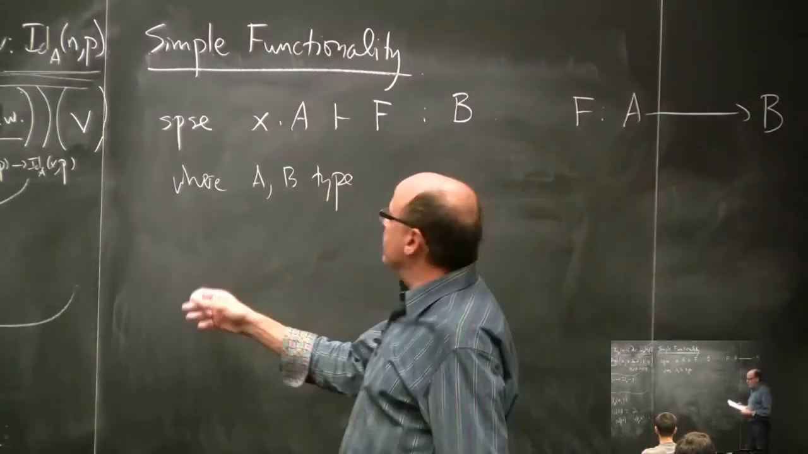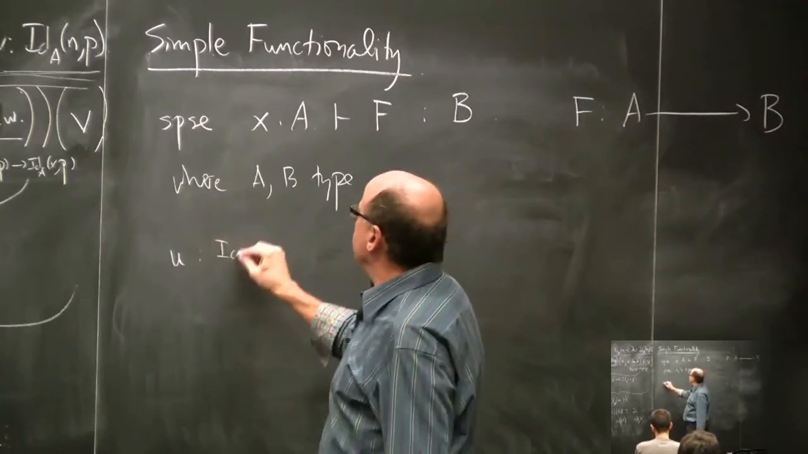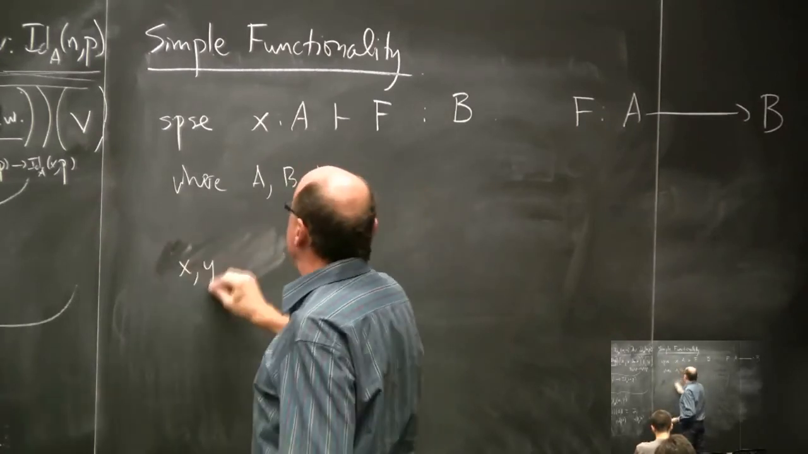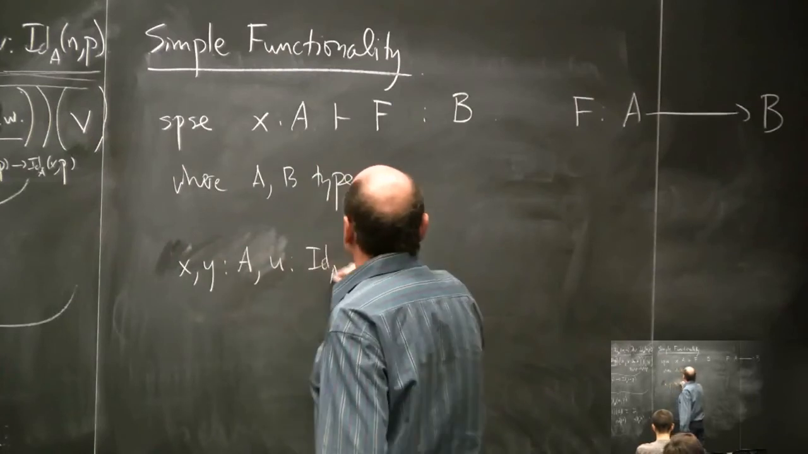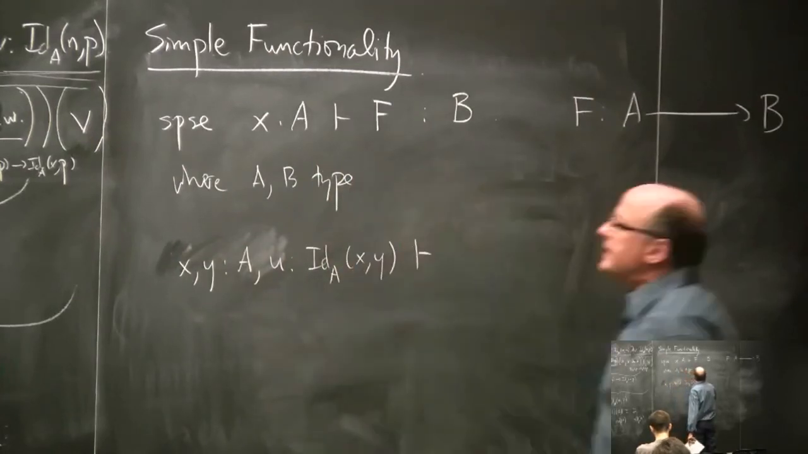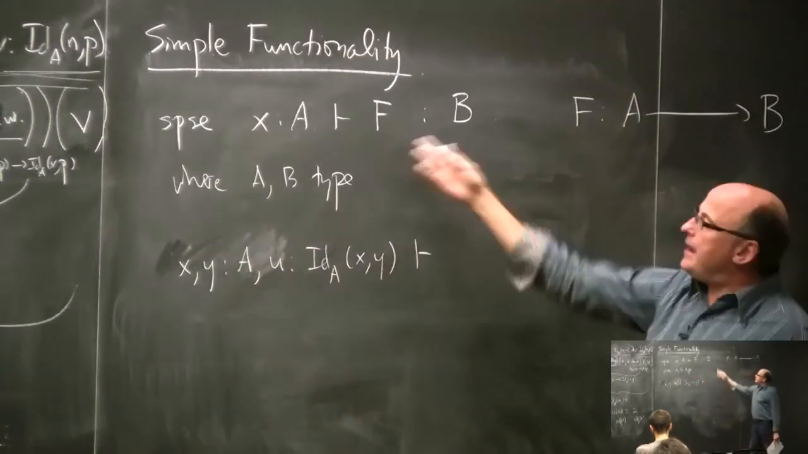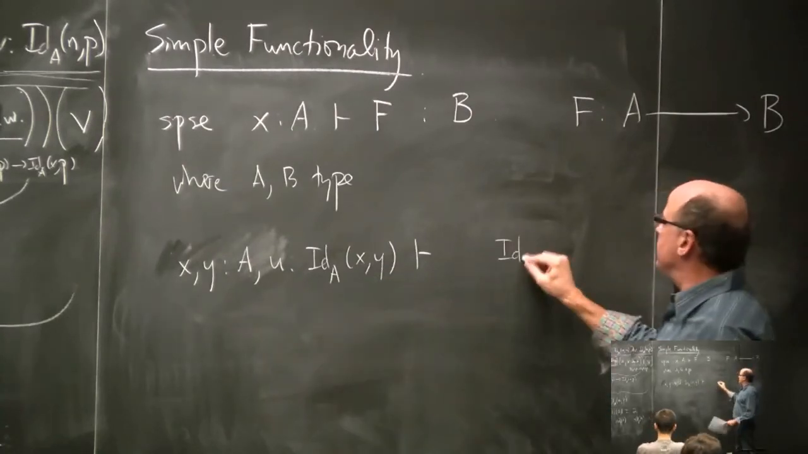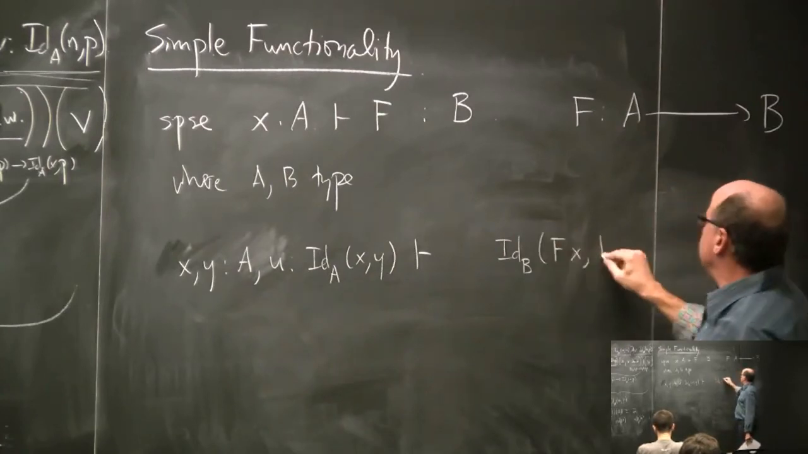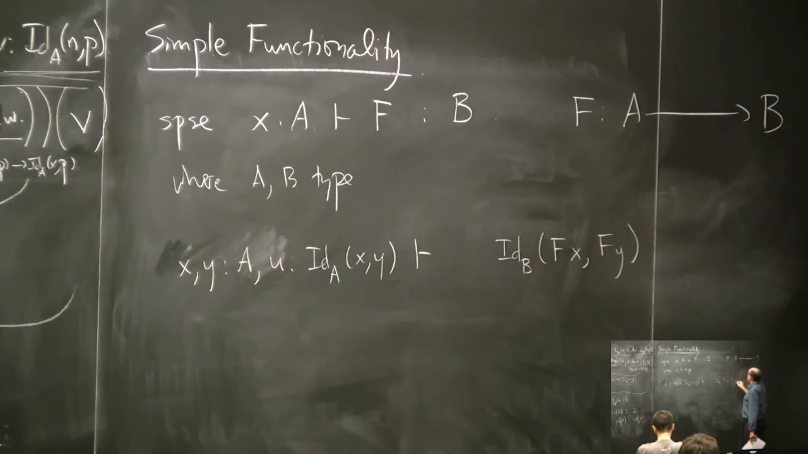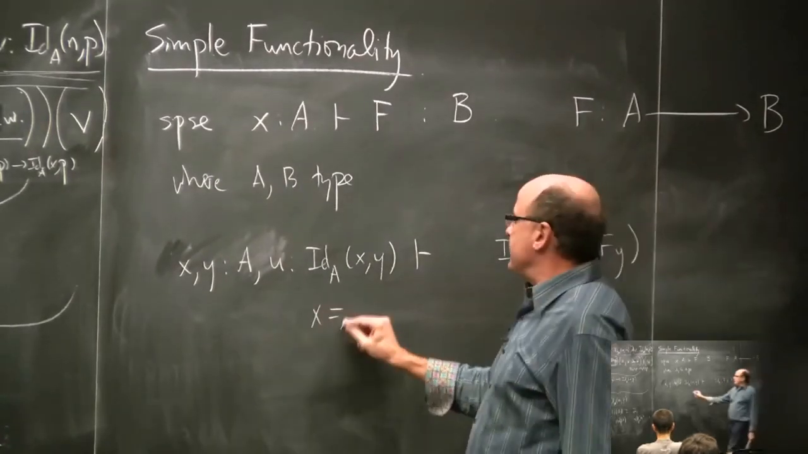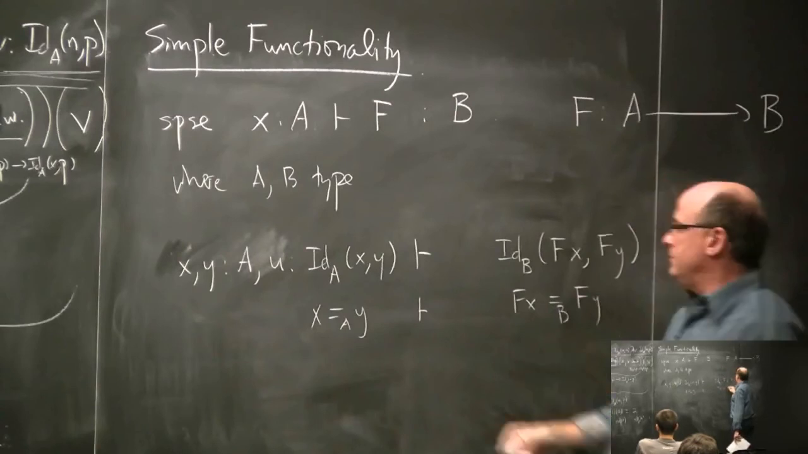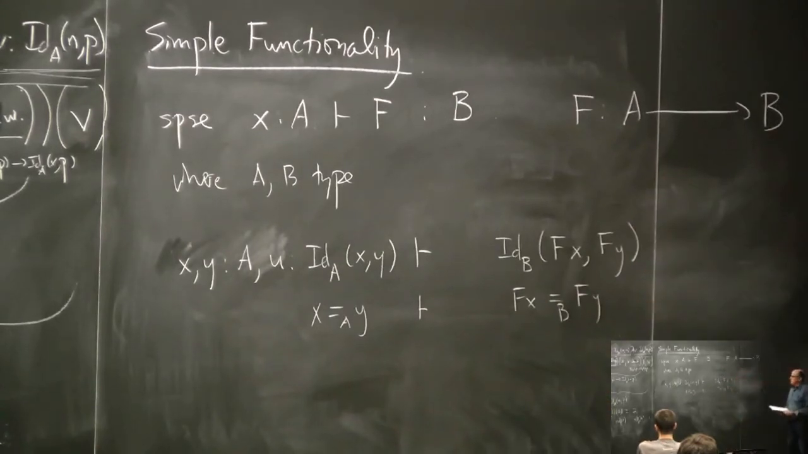And so I would like to have the following very elementary idea. Let me write it down here. Give me x, y in A, and u, let's say, which is a proof that x is equal to y. Then I expect this map to behave functionally. That is, it should send equal arguments to equal results. So what does that mean? It means that in B, I should expect f x and f y to also be equal. In other words, if you read this logically, if x is equal to y, then f x is equal to f y. And this would happen in B. Okay? That's what we're saying.